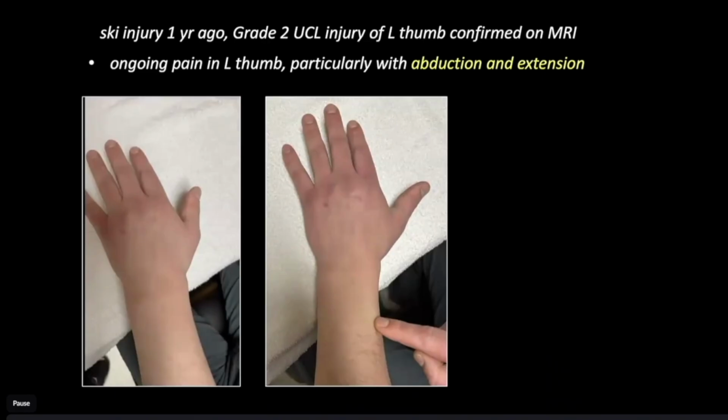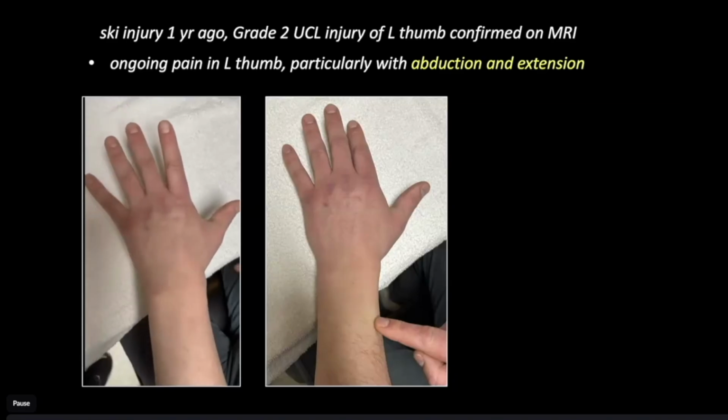This patient came to us for a UCL assessment. He had had a ski injury a year ago and had MRI twice and was diagnosed with a partial tear of his UCL, but he had continued pain. And so it was suggested that maybe the UCL, the joint, was lax. So he came to us for assessment of it. And it turned out that the MCP joint wasn't lax.